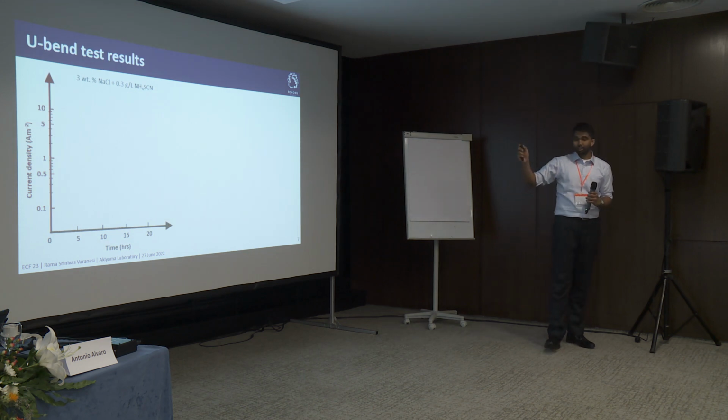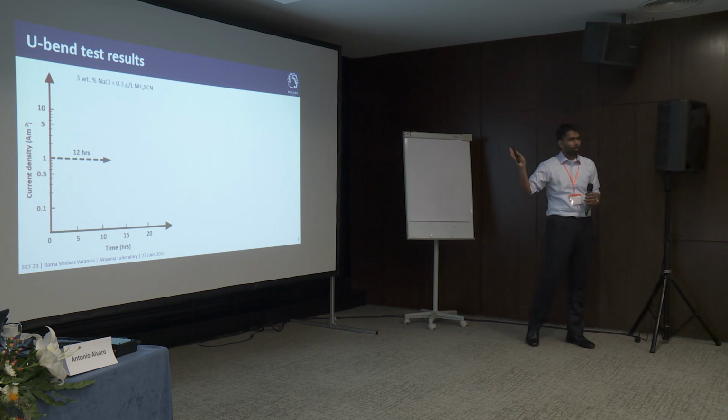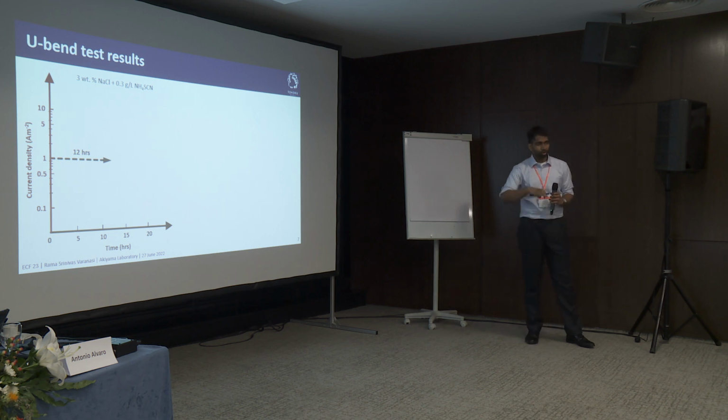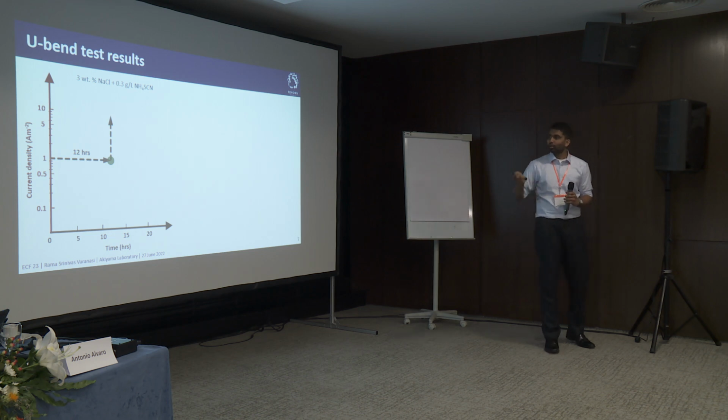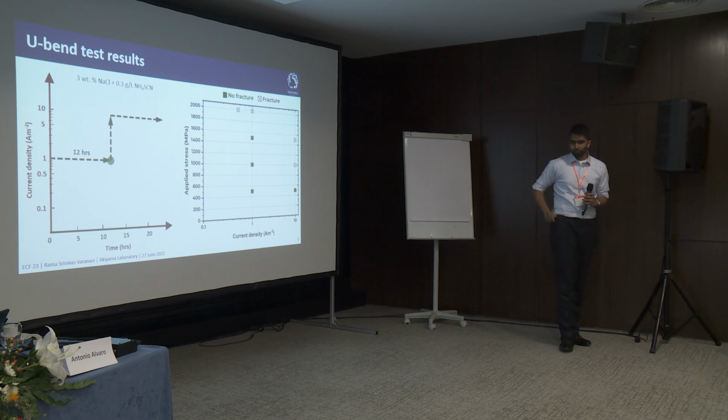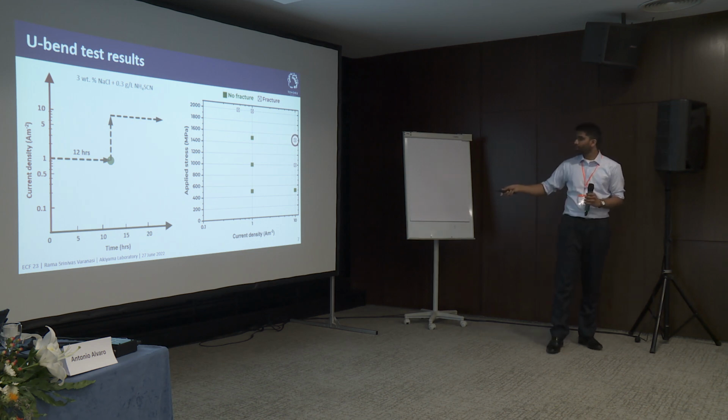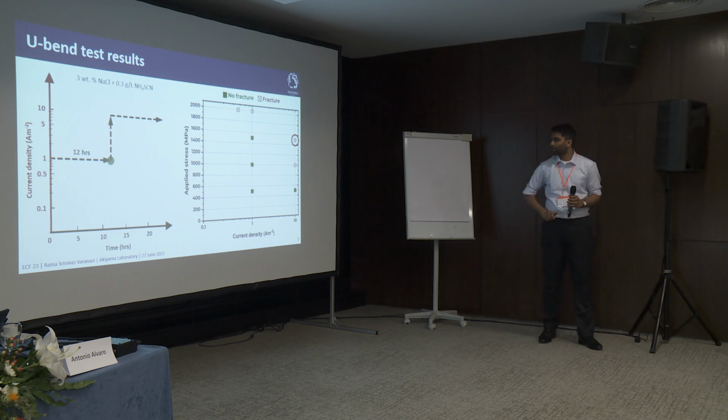So the U-bend test results for the DP steel: first we charge it in 3 weight percent NaCl, 0.3 gram per liter NH4SCN. We first charge it with a current density of 1 ampere per meter square for 12 hours, and if there is no fracture, then we increase the current density to 10 ampere per meter square, and then we see. Here are the results. In the current talk, however, I'll focus on this particular condition where we have an applied stress of about 1500 megapascals and it fractures at a current density of 10 ampere per meter square.